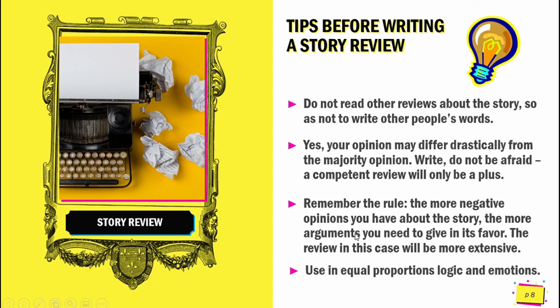Remember the rule, the more negative opinions you have about the story, the more arguments you need to give in its favor. The review in this case will be more extensive. So if you're going to create a review on a book or a movie, and if you have listed down a lot of claims, make sure you have certain evidences that will support those claims. So it's going to be a very lengthy story review. If you have a lot of claims, you have conflicting emotions, then you have to have specific evidences and supporting details that would confer with your different feelings and with your different take on a book or a movie, for example.